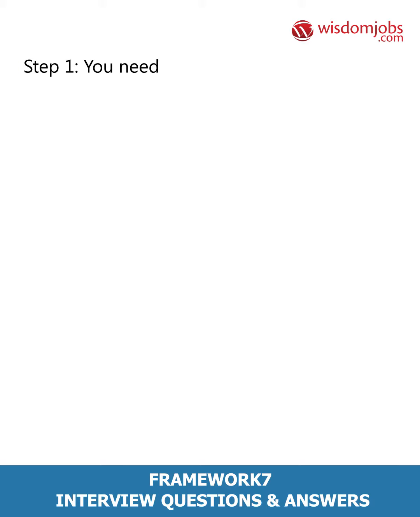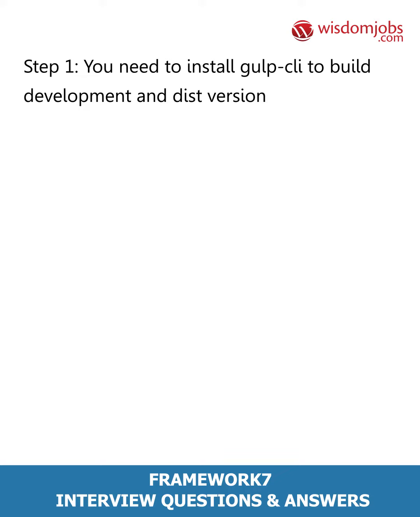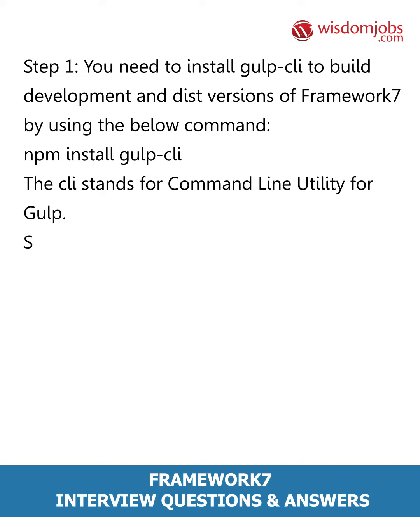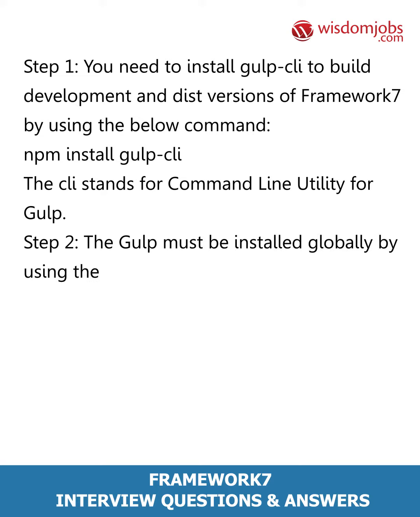Step 1. You need to install Gulp CLI to build development and dist versions of Framework 7 by using the below command, npm install gulp-cli. The CLI stands for command line utility for Gulp. Step 2. Gulp must be installed globally by using the below command, npm install --global gulp.